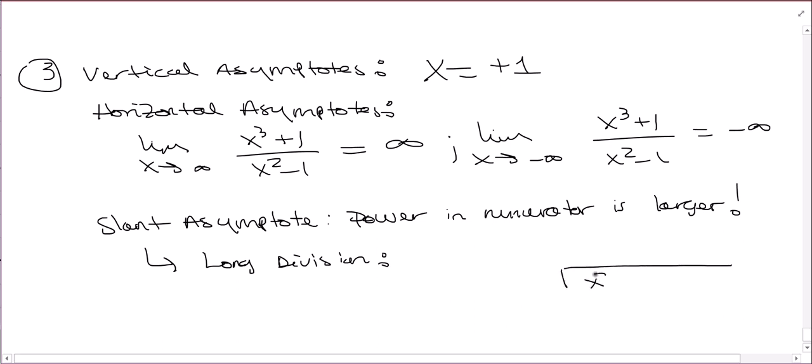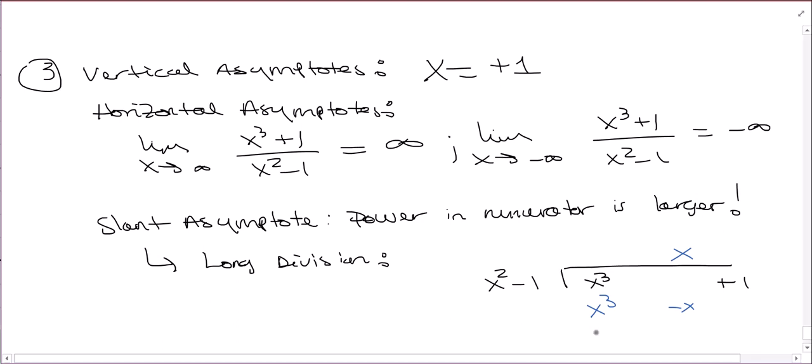On the inside here, you're going to have x cubed plus 1, and you may leave some placeholders because there are some degrees missing, right? The quadratic and the linear term are missing, so I'm just going to leave some placeholders there. And then the divisor goes on the outside. So what do I multiply x squared by to get x cubed? That will be x. And this is why the placeholders are helpful. Normally you will line up by the degree. So x times x squared is x cubed, and x times -1 is minus x.